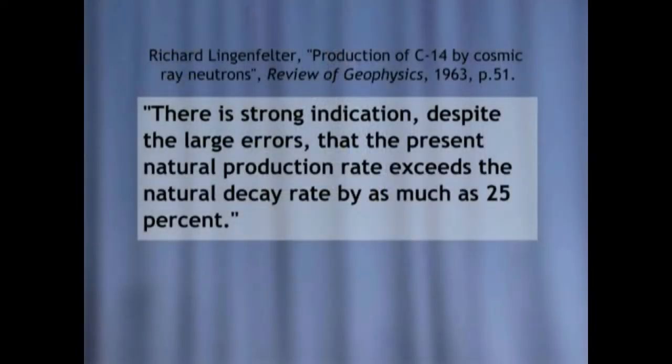Now, even more, the facts about equilibrium. The Review of Geophysics in 1963 states this: there is strong indication, despite the large errors, that the present natural production rate exceeds the natural decay rate by as much as 25%. In other words, carbon-14 is being produced into the atmosphere over 25% faster than it is decaying.